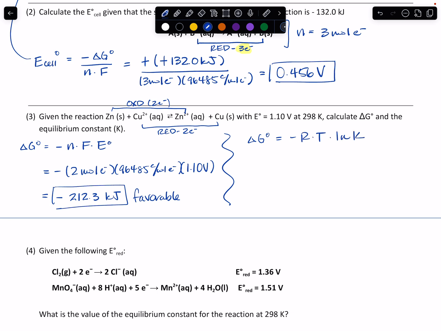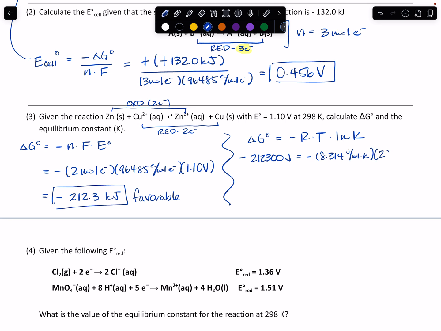So I'm going to plug everything in. Remember, R here is going to have a unit of joules versus kilojoules. So negative 212,300 joules for delta G, negative 8.314. And our unit here is joules per mole Kelvin.